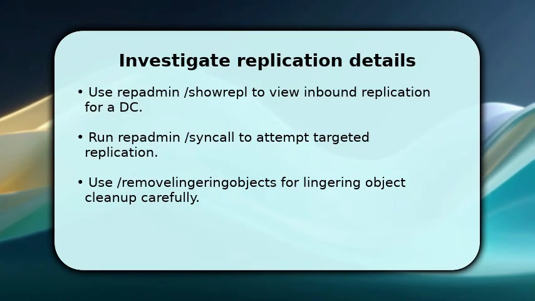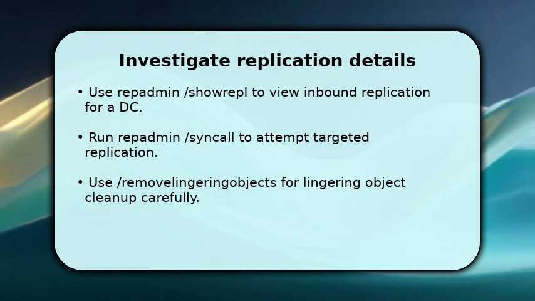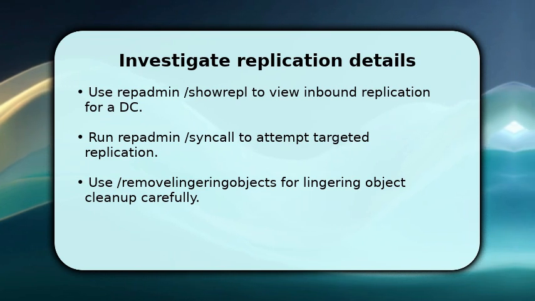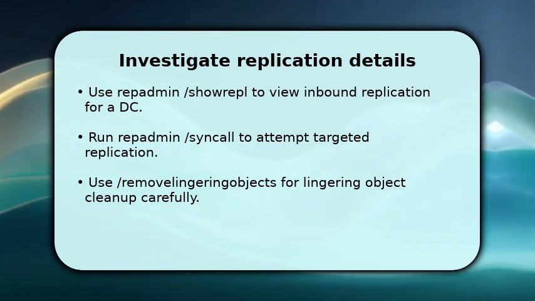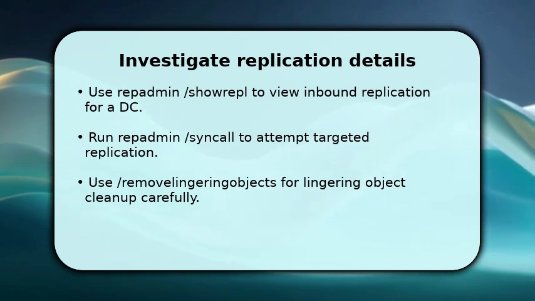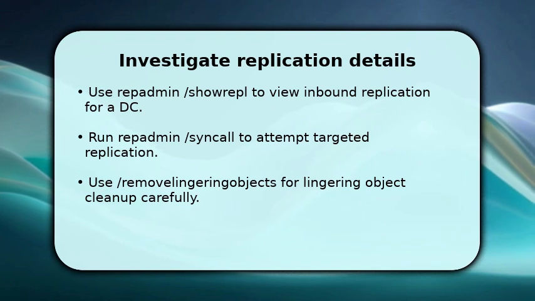Next, focus on detailed diagnostics. Use Repadmin /showrepl DC to list inbound partners and error statuses, because that tells you where replication stalls. If a specific partition is behind, run Repadmin /syncall DC /A /e /P to force sync all naming contexts and see immediate results.